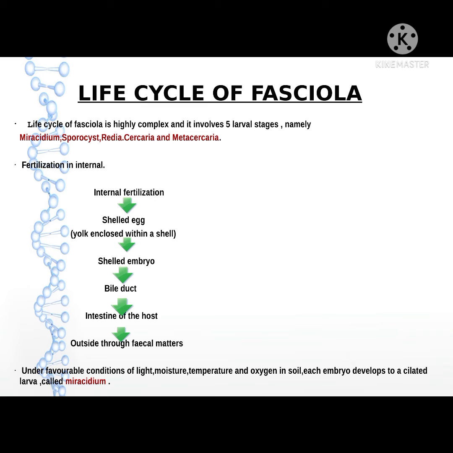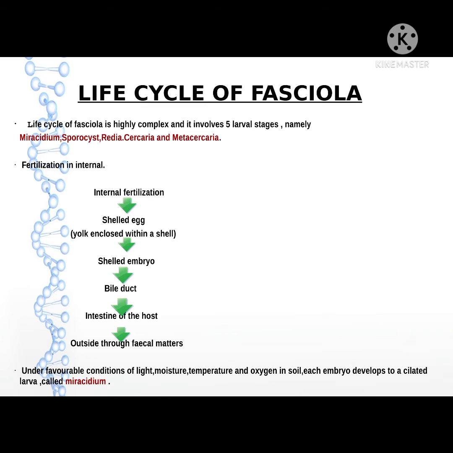Life cycle of Fasciola. In the beginning, we see that the life cycle of Fasciola is complex because it includes two intermediate hosts. The life cycle is highly complex and it involves 5 larval stages, namely Miracidium, Sporocyst, Redia, Cercaria, and Metacercaria. The fertilization is internal. From a simple flow chart, we can understand the life cycle of Fasciola.